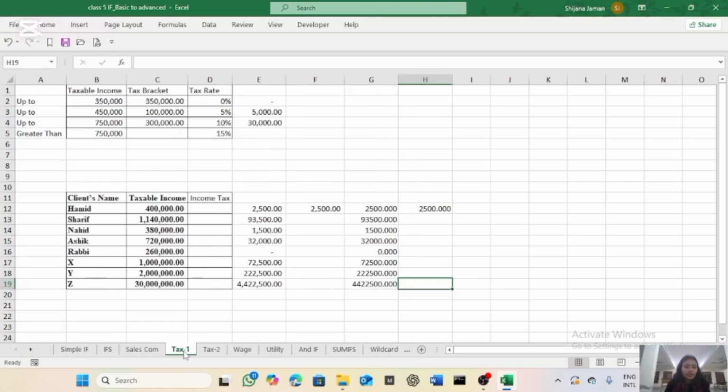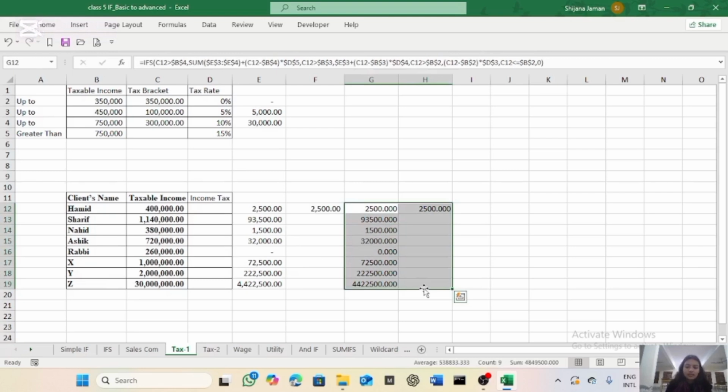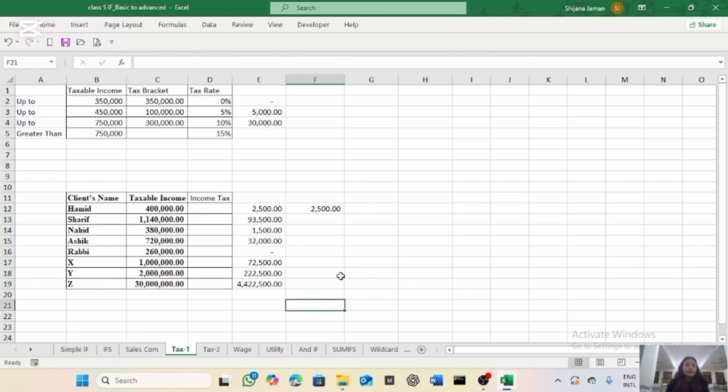Now we are shifting to tax. If we delete this, yes, this is our tax function. First of all, we have to understand the context. Here we can see taxable income, tax bracket, tax rate, and this is the amount we have to pay. This is our client's name, taxable income, so we have to calculate income tax.